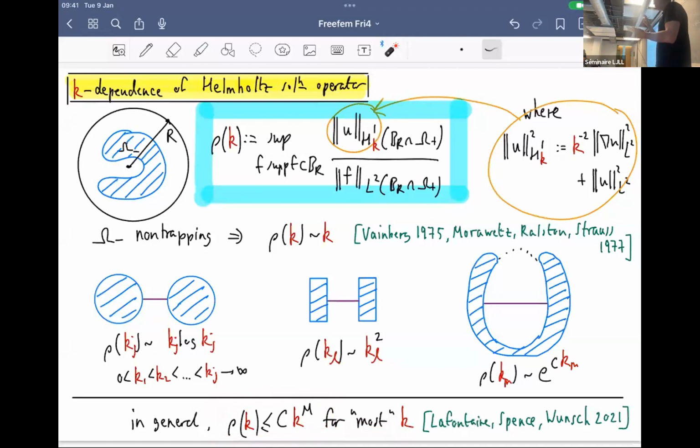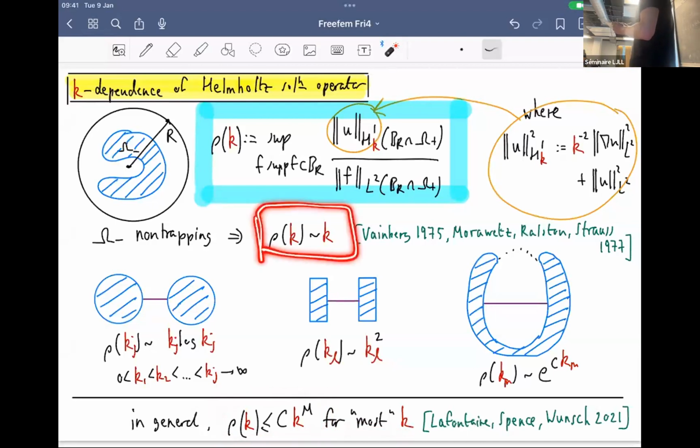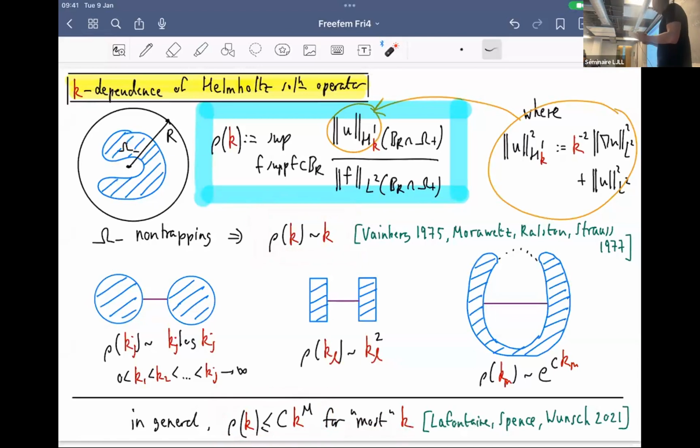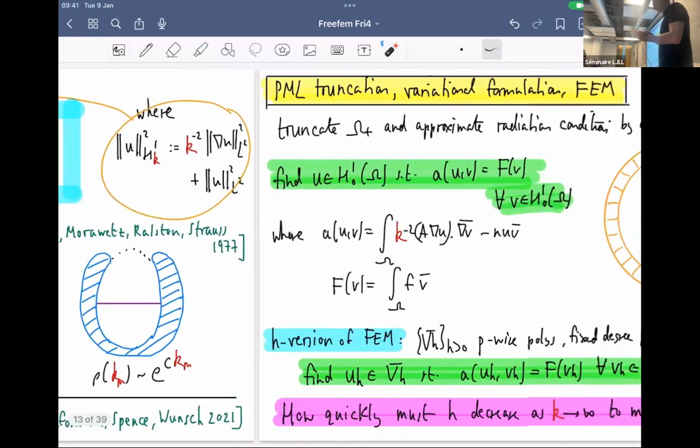So what I want you to take away from this slide, what's important for the future, is that for non-trapping problems you get growth like k. For trapping problems, it can grow much worse than k. Most of the time you have some polynomial bound, and in fact the theorem I give you at the end is going to be valid under this polynomial bound on the norm of the solution. Right, so that's all you need to know about the Helmholtz solution operator.